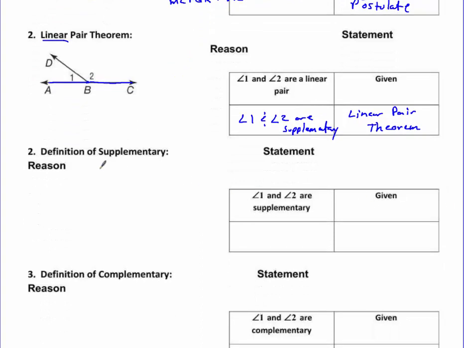Well, since we're talking about supplementary, anytime we see somebody say angle 1 and angle 2 are supplementary, the very next thing we can write is that the measure of angle 1 plus the measure of angle 2 equals 180 degrees. The reason has nothing to do with linear pairs. It has to do with the word supplementary and the fact that you know what it means because you know the definition of supplementary.